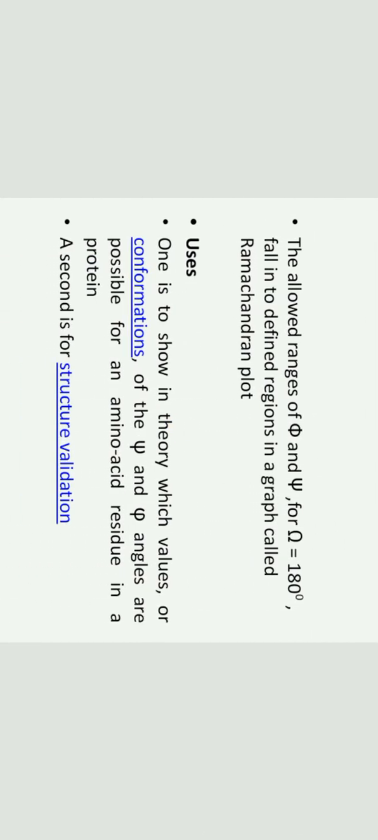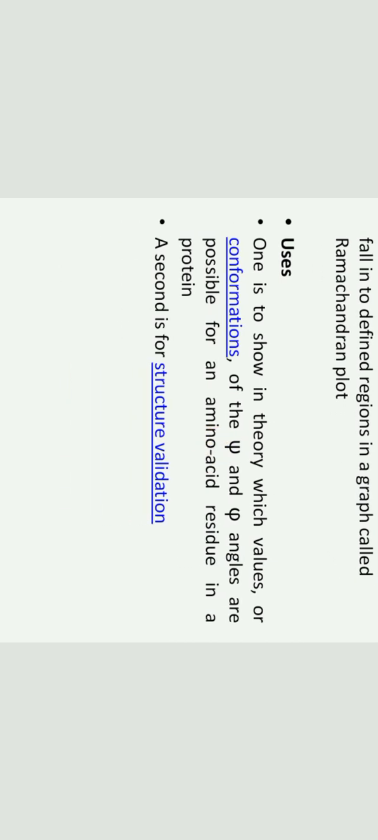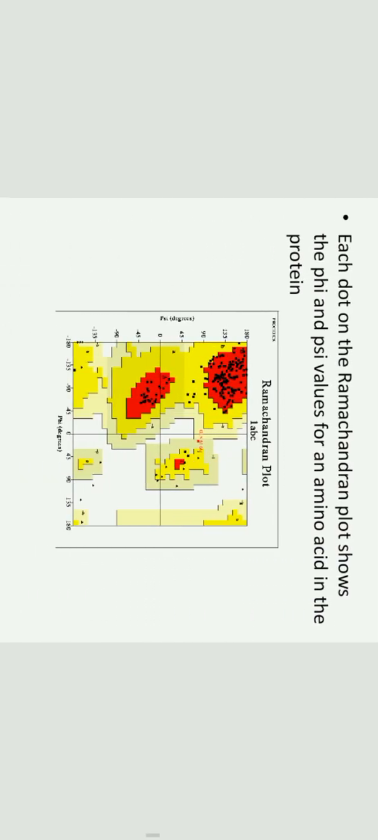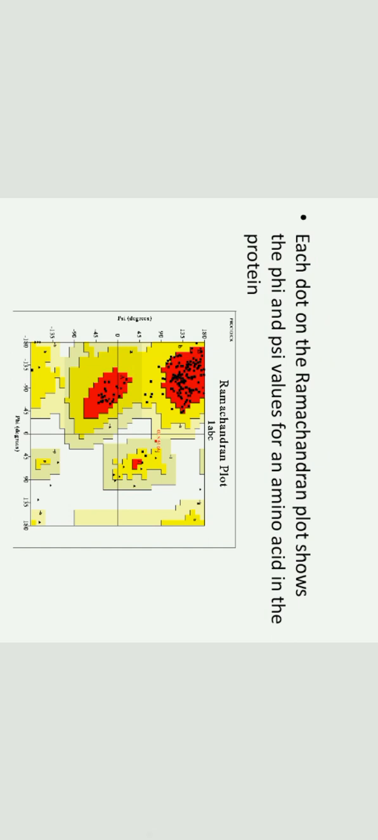The allowed ranges of psi and phi fall into a defined region in a graph called the Ramachandran plot. It has two uses: one is to show in theory which values or conformations of the psi and phi angles are possible for an amino acid residue in a protein. A second is for structure validation. Each dot in the Ramachandran plot shows the phi and psi values of an amino acid in the protein.